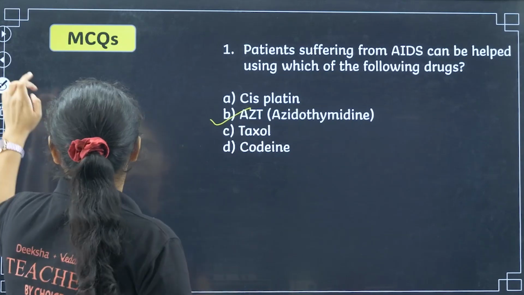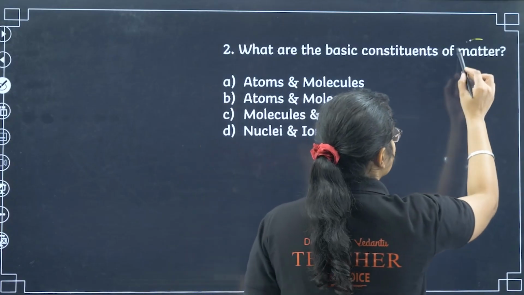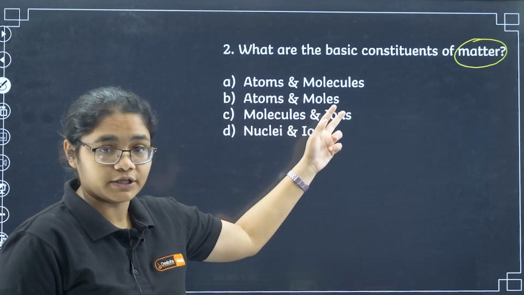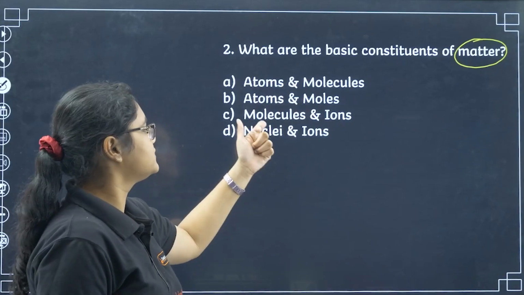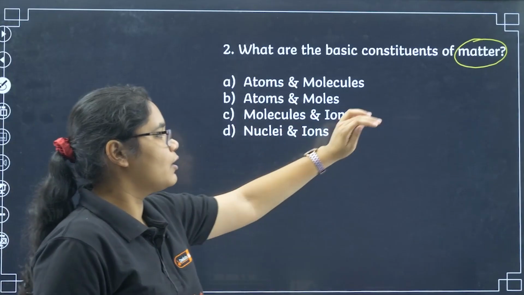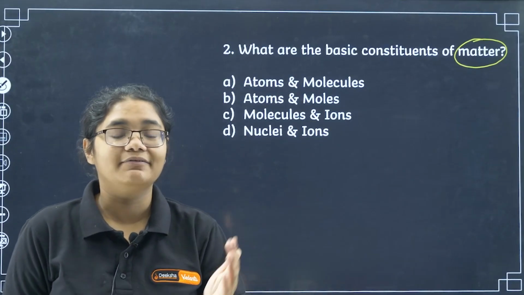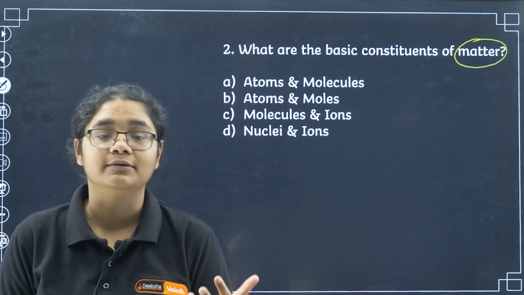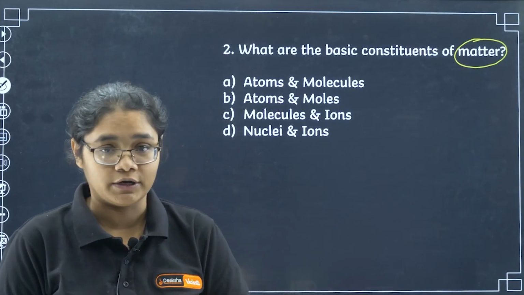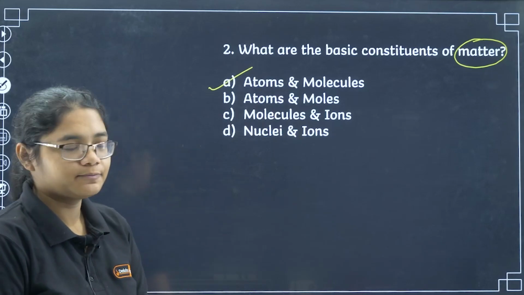Okay, moving to the second question here, what are the basic constituents of matter? This is again a very simple question. You have atoms and molecules, atoms and moles, molecules and ions, nuclei and ions. So we know that all matter is made up of fundamental particles called atoms, and when we have more than one type of atoms combined in a fixed ratio, we call it molecules. So all matter is made up of atoms and molecules.